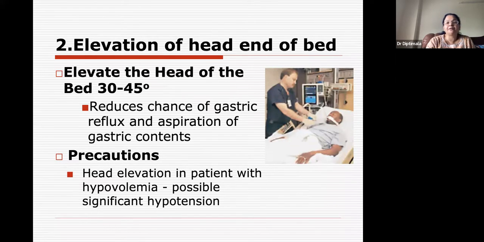Elevate the head of the bed by 30 to 45 degrees, which reduces the chance of gastric reflux and aspiration of gastric content. There are certain precautions in very few patients, but usually most patients can be kept at head elevation of 30 to 45 degrees unless you have been specifically told not to do so.